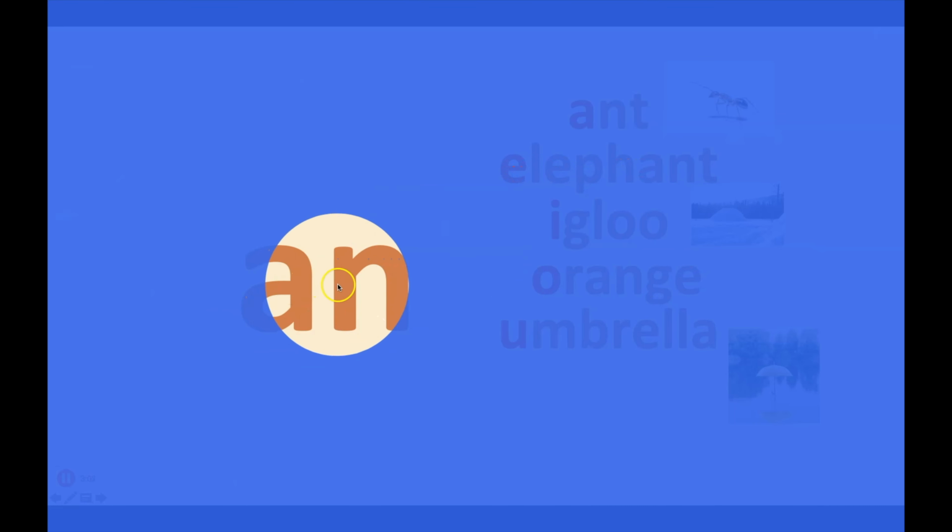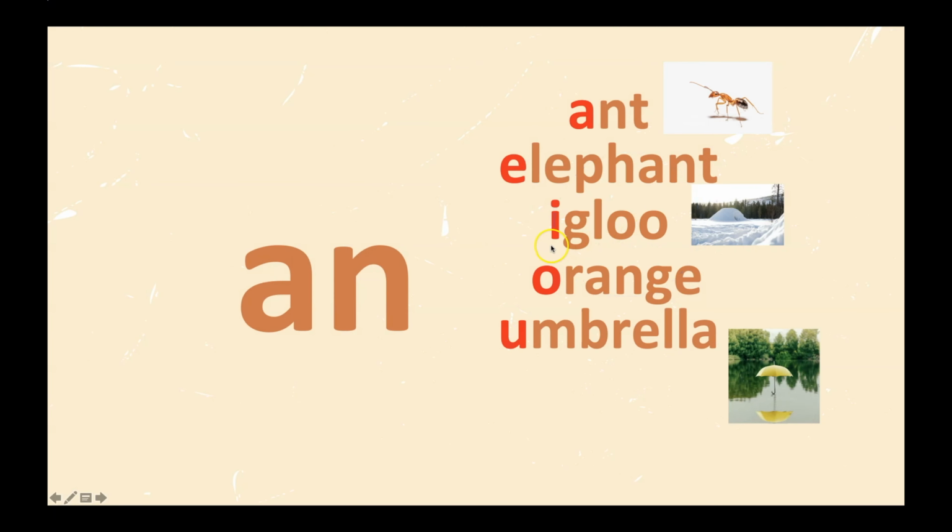An igloo. Here's an igloo. Spell igloo. I-G-L-O-O, igloo. An igloo begins with I, so we've got to use an. An igloo, one igloo.